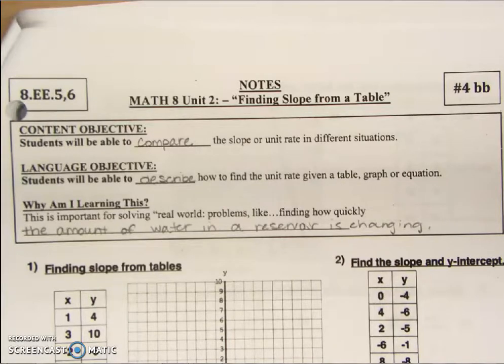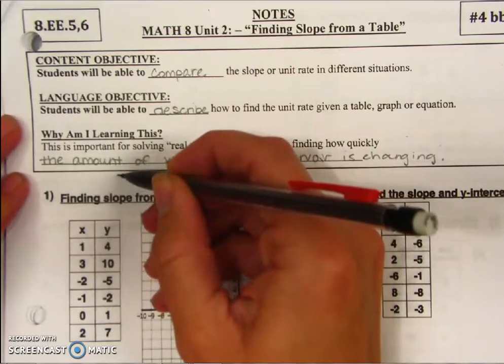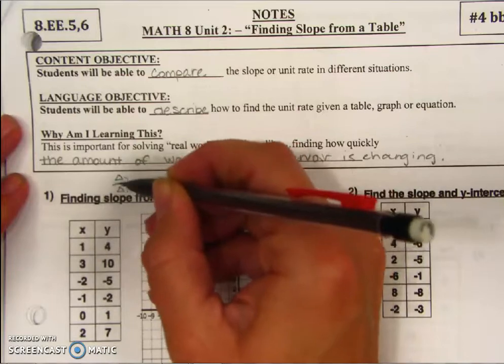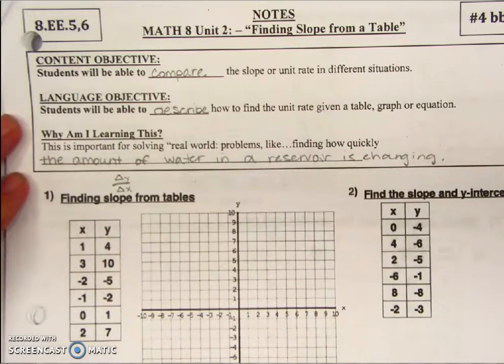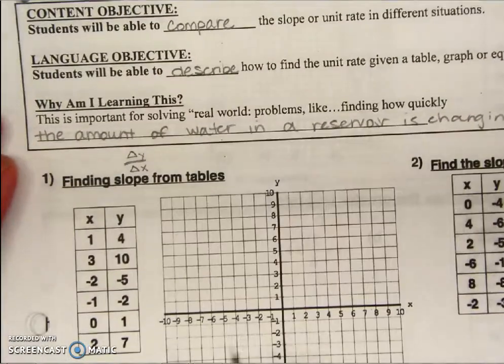Remember, slope is the same thing as rate of change. And remember, slope or rate is change in y over change in x. We've said that so many times, it should be drilled into your brain now. Slope or rate is change in y over change in x.